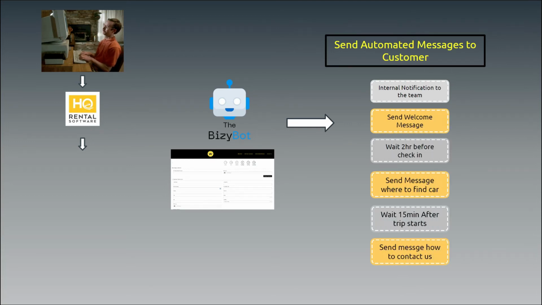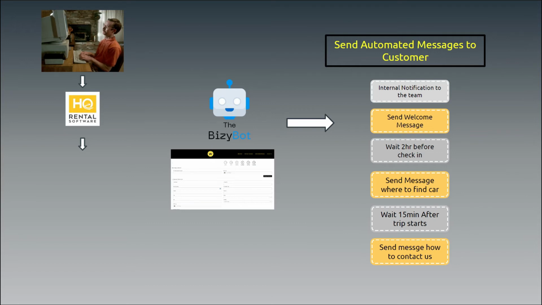I will send an internal notification to my team to let them know that we got a new renter coming in, and then I will send a message to the actual customer welcoming them for booking the car. Then I will wait until 2 hours before they come get the car, and send them a message to let them know where they can find the car. And then 15 minutes after their trip starts, I will send them a message to let them know when they can contact us if anything happens, and hope that they enjoy their trip.